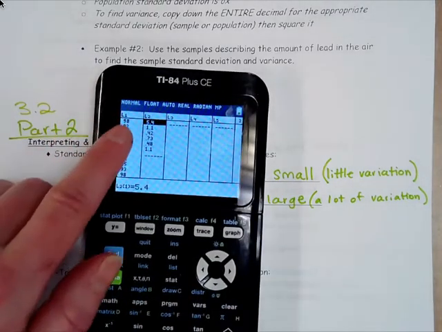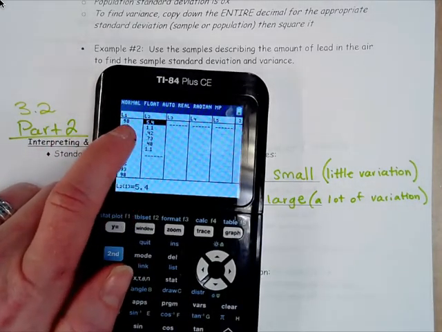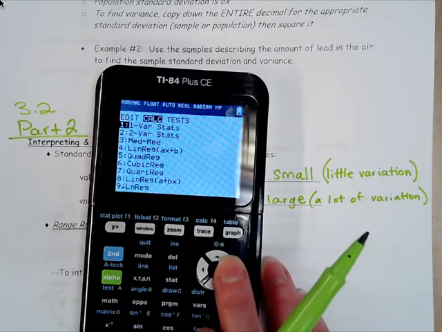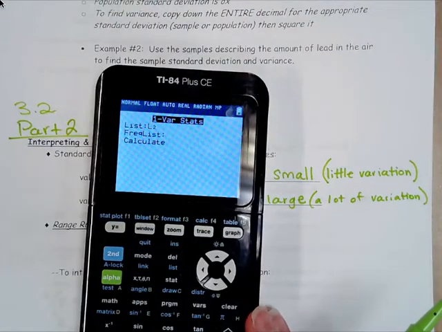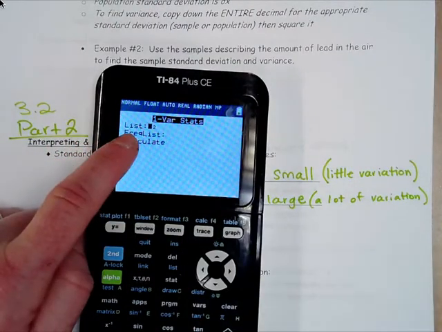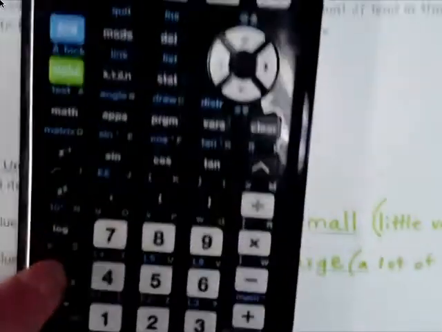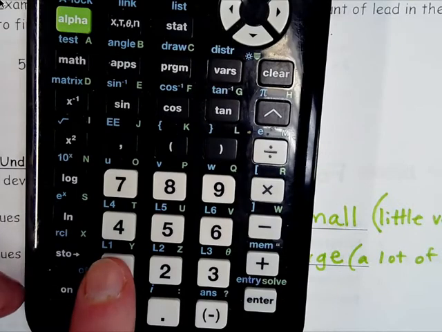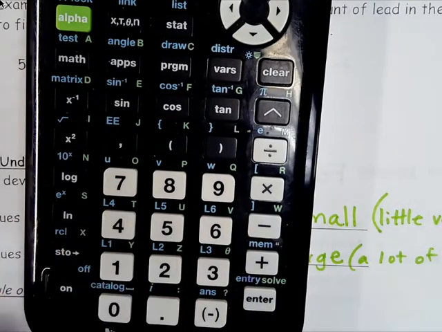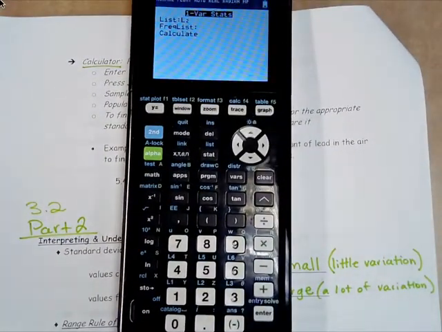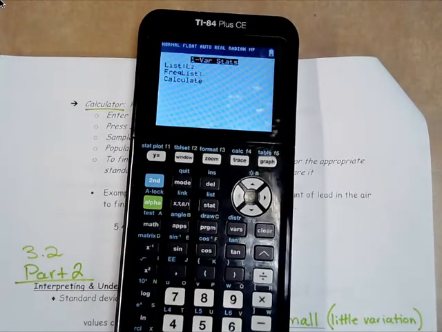So if you have two different sets, you can put one in L1 and one in L2. Whenever you go in here for calculate and you're doing one vary stats, I can change my list from L1 to L2 by using second, and then looking at these buttons down here. See how it has in blue L1, L2? Those are all your lists. So if you're using these same data sets like we have been for all these notes, the Old Faithful and the lead, you can interchange between them without deleting a whole set.